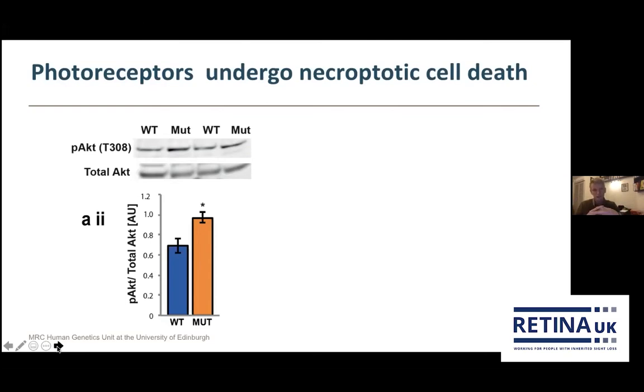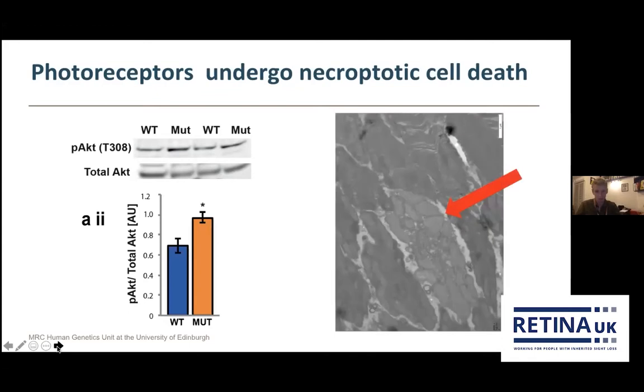So necroptosis is regulated by a protein called AKT. And AKT is activated by phosphorylating it, and what I'm showing you here is an analysis of the protein of our RPGR mutant retinas and the wild type, and there appears to be increased phosphorylation of AKT, increased activation of AKT. So that would be in keeping with what leads to necroptosis.